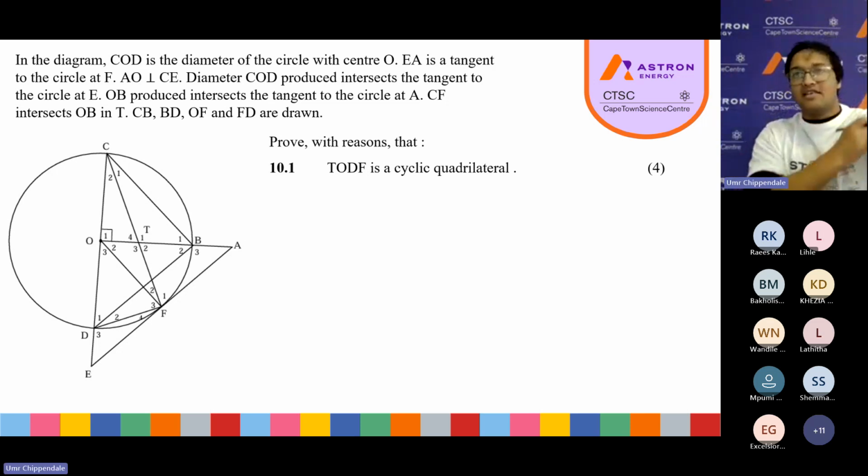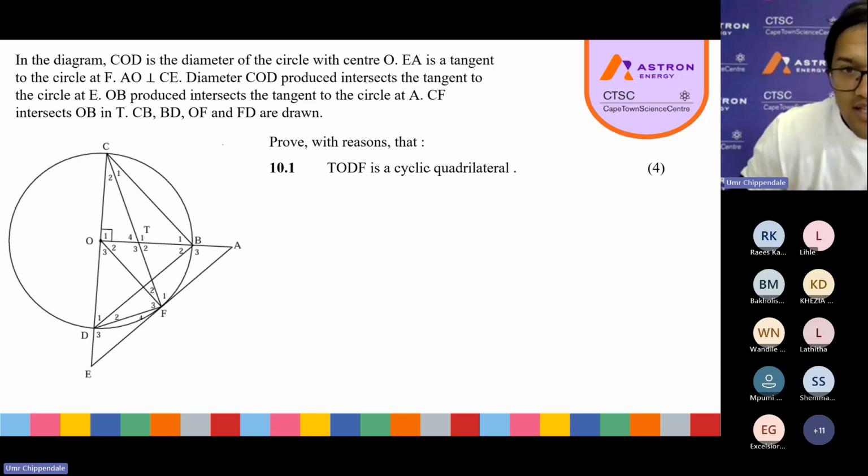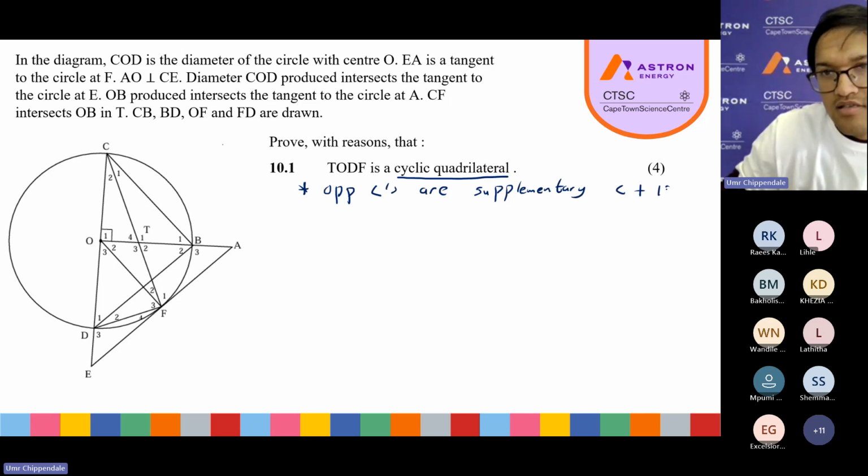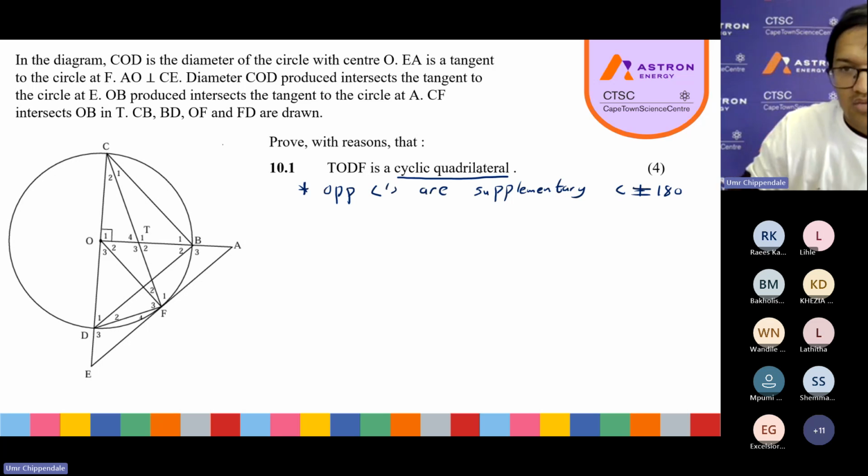Now again, as a recap, whenever you see the word cyclic quadrilateral, two things need to come to mind. It has two features that you can think about whenever it comes to that. Basically, that the opposite angles are supplementary, meaning the angles add up to 180 degrees. Right? So basically angles equal 180. You can think about it that way.